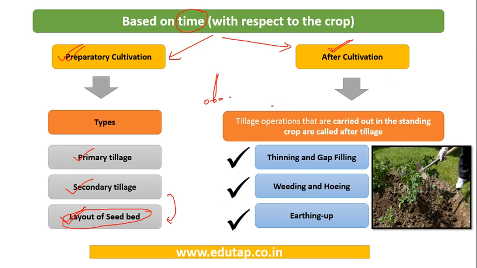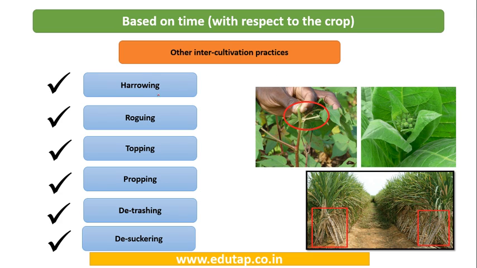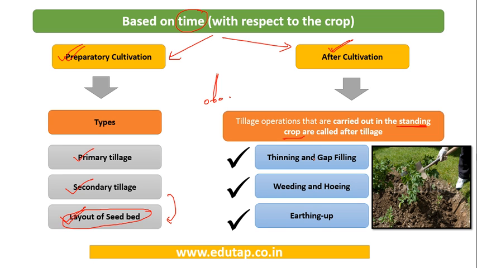Okay. Now, what we'll do is we'll concentrate first upon the after cultivation tillage practices. Remember this key word here, that these tillage operations are carried out in the standing crop, right? Let us see what the tillage operations are. So, thinning and gap filling, weeding and hoeing, earthing up. We also have harrowing, roguing, topping, propping, detrashing, and desuckering. Now friends, you might wonder that there are so many terms here, but what you need to do is be patient.